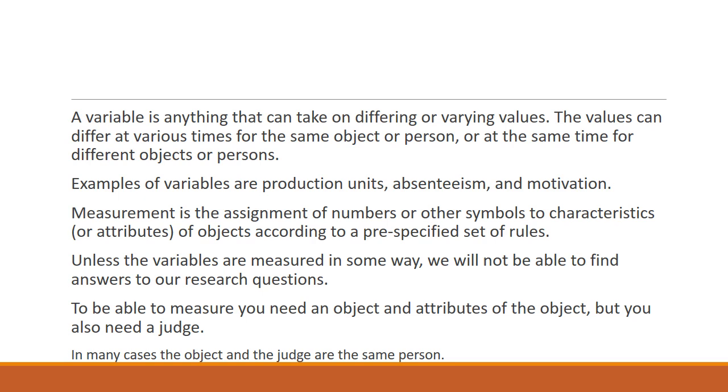If you are not clear with any point, don't worry, because there are many things which we will be discussing after a while. We'll be rediscussing the same points again and again with good examples. Unless the variables are measured in some way, we will not be able to find answers to our research questions. So variables have to be measured in some way so that we find the answer to research questions through testing the hypothesis. So variable measurement is critical, is significant.